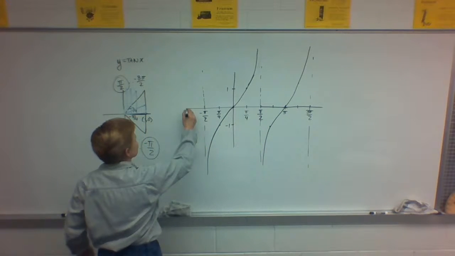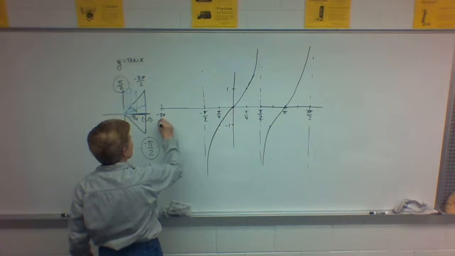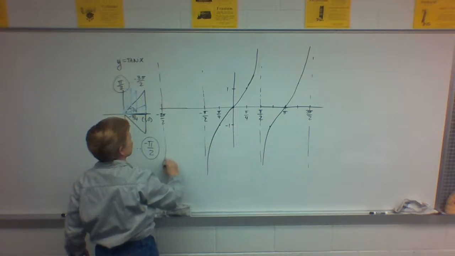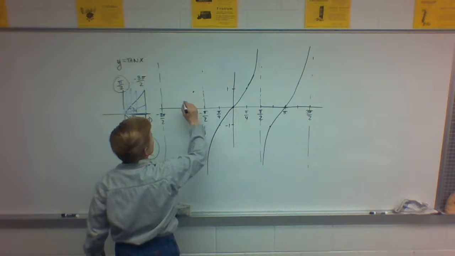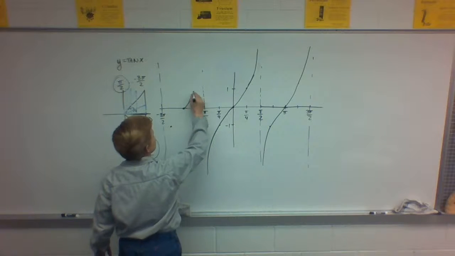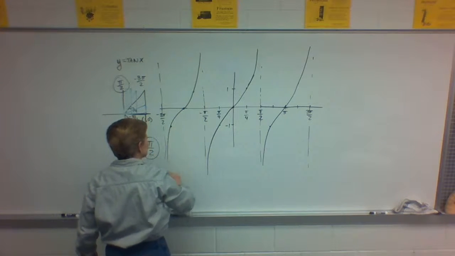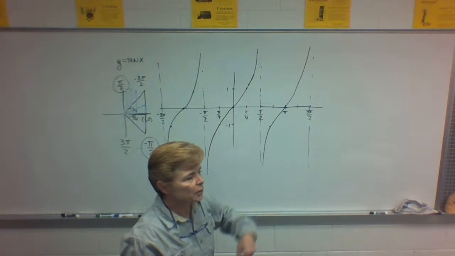And if we were to come back here, the next one back here would be negative 3 pi halves. And the exact same thing is going to happen. It's going to be 0 there. It's going to be 1 halfway out. And it's going to be negative 1 halfway out. Then you put a curve in there approaching the asymptotes. Each one of these is a full period of tangent.